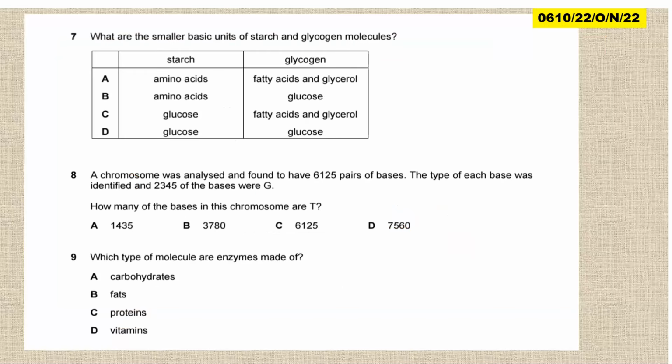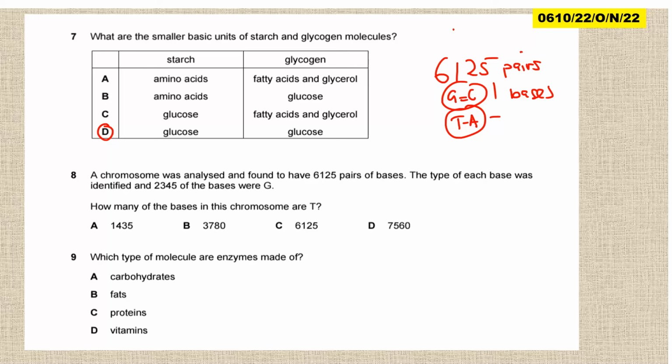This is paper 2, variant 2, October-November 2022. What is the smallest basic unit of starch and glycogen? So this is the one that we answered before. So the answer is D. Then here is a question on question 8. A chromosome was analyzed and found to have 6,125. So let us answer question 8.